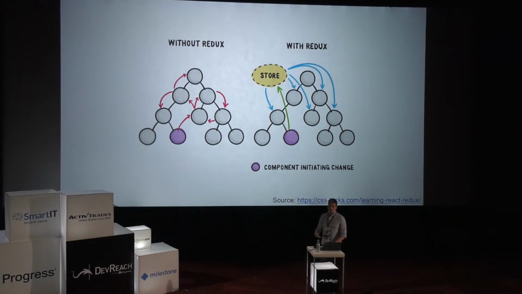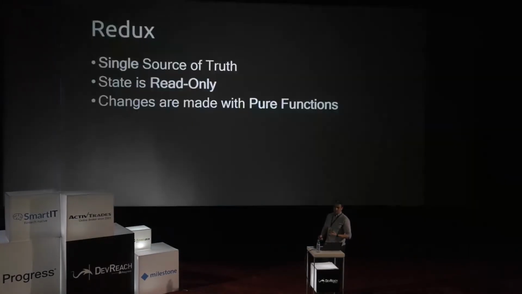And that way we have predictability, and we'll see also how to significantly boost performance using that kind of structure in our app. So these are the three underlying principles of Redux. First of all, it's a single source of truth because our app state is in one place. The state is read-only. That means we cannot make modifications to it because it's immutable.